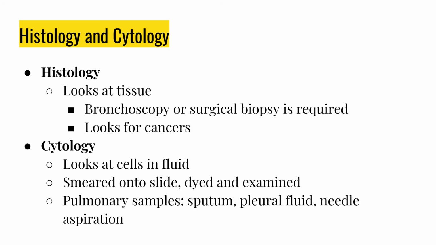All right. So now we're going to be talking about histology and cytology. Histology is actually looking more at the tissue, and cytology is looking at cells. So with histology, you're looking at the tissue. If you've done a bronchoscopy where they've taken a pinch or a little bite of the tissue, or a surgical biopsy, they're generally looking for cancers when they're looking at histology. And with cells, they're looking at the fluid.